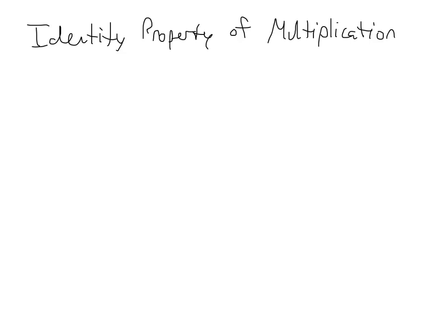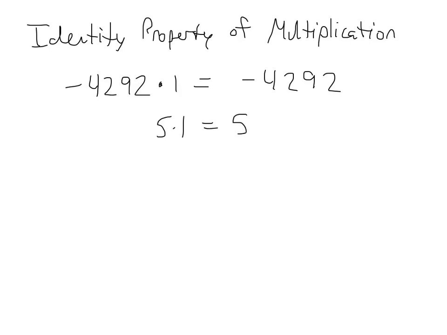The identity property of multiplication says that if I have negative 4,292 and I multiply that by 1, well, we all know that stays negative 4,292. You didn't change this value because you only multiplied it by 1. Similarly, 5 times 1 equals 5. You had a 5, you multiplied it by 1, and it stayed the same. It maintained its identity. So the product of a number and the multiplicative identity is that number, just meaning 5 times 1 is 5.